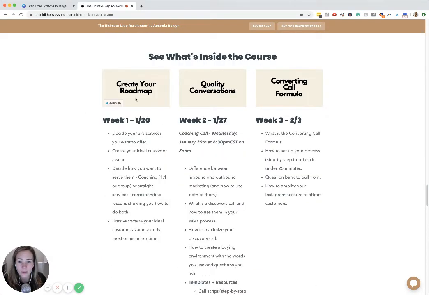So you can see what's inside the course. First week, we're going to go over the roadmap. We're going to take it deeper. We're going to apply it. There's going to be workbooks and worksheets to go along with it.